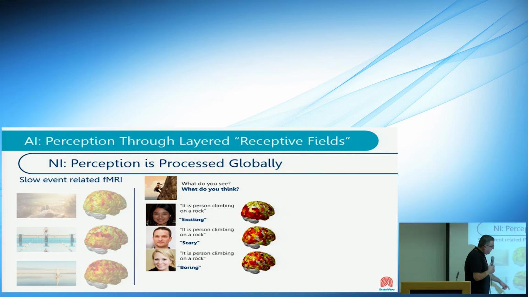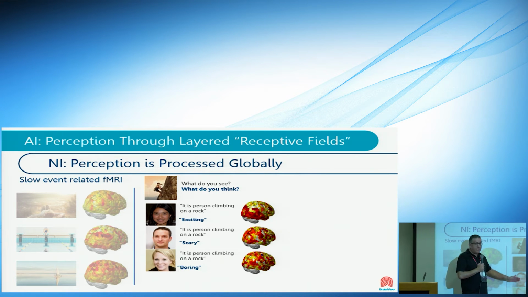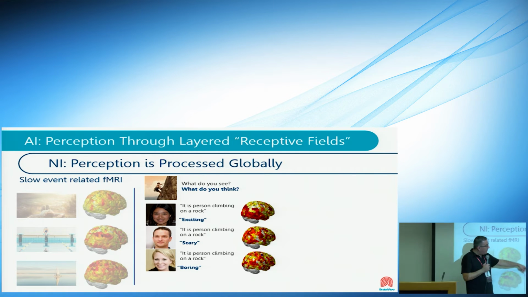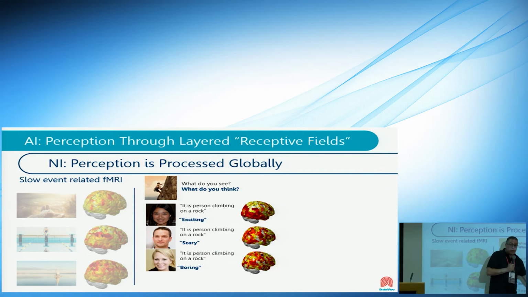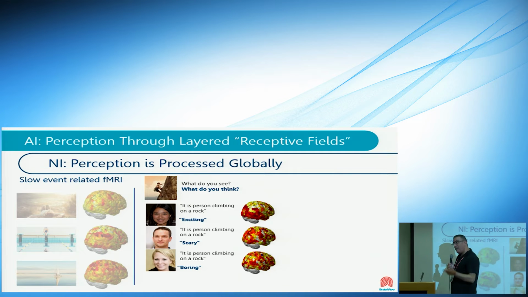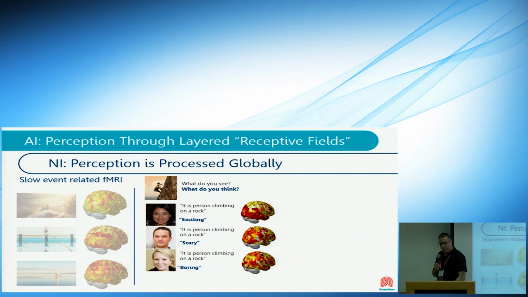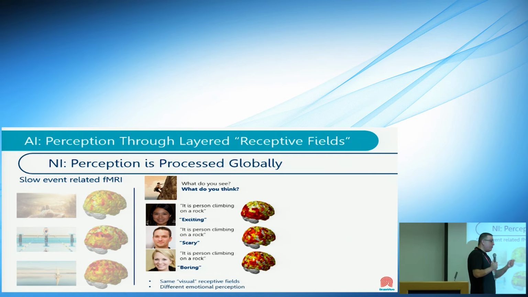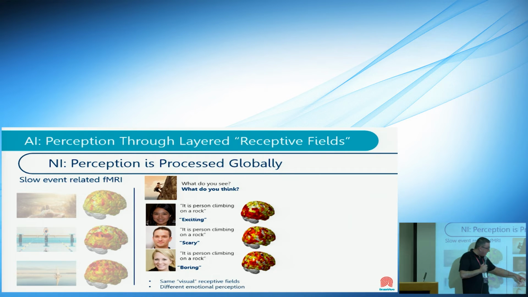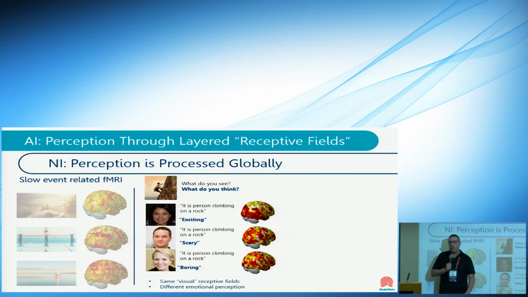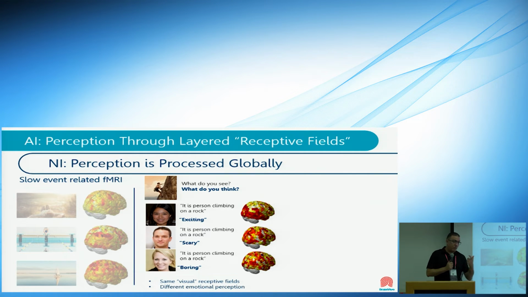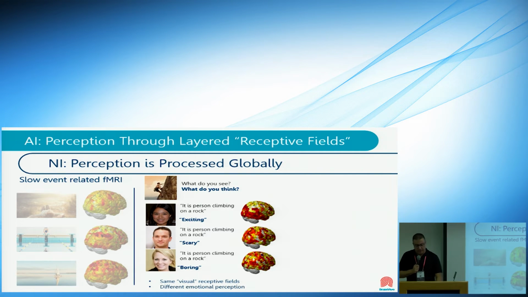So one of them said, it's exciting. One of them said, it's scary. One of them said, it's boring. And when you look at their slow event-related response, you can see that it is quite different. So it's the same visual input, the same visual stimuli that came into their eyes. It's the same visual receptive field, but there is a different perception for each of these people. And we want to get this perception. This perception is judgment. We want this judgment. We want to model it.